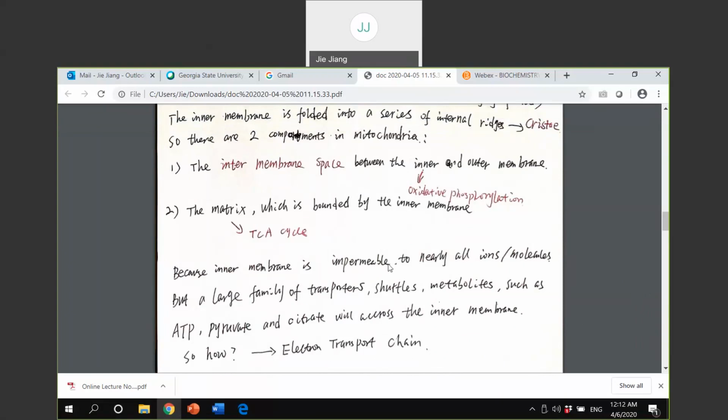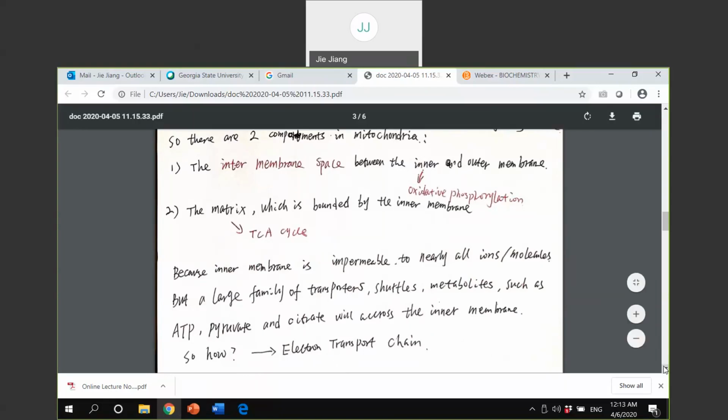Since the membrane is impermeable, and we just learned in chapter 13, there are pumps, carriers, and ion channels which will help the molecules to pass through. And the metabolic pathway that helps these ions or molecules pass through is the electron transport chain.